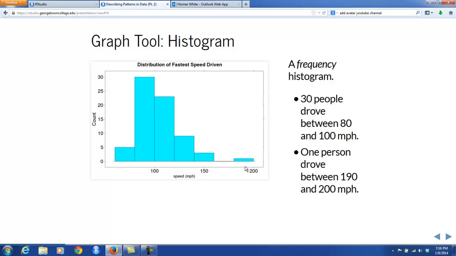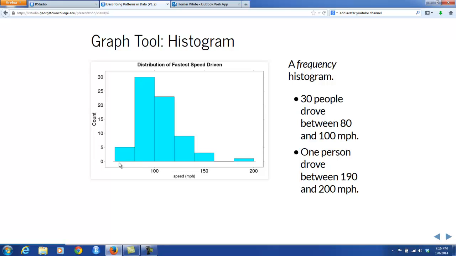Now, the histogram is useful for one continuous variable, and it divides the x-axis into a number of what we call bins. In this case, the divisions come every 20 miles. This is 60 miles an hour. Here's 80 miles an hour. Here's 100, 120, 140, 160, 180, and 200 miles per hour. So each of these bins is 20 miles per hour long, you might say.